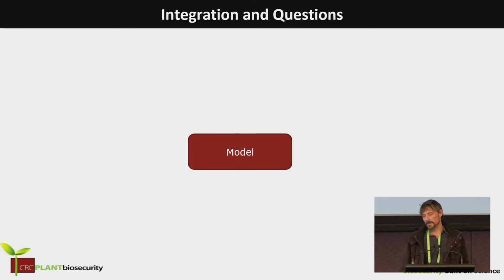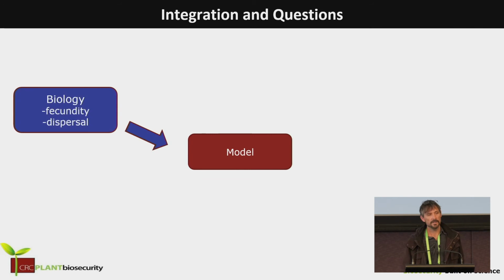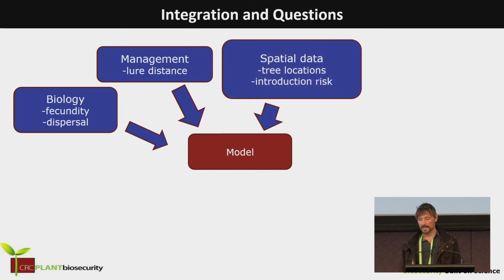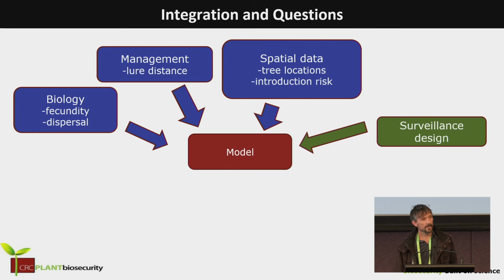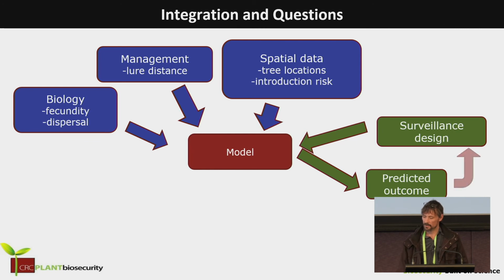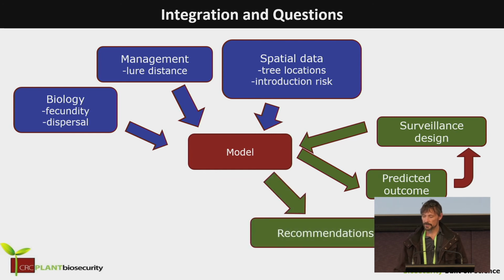So I'll just quickly show this. For all of these models, it shows how a model can integrate our biological understanding to look at management questions. So we have information about biology, such as fecundity and dispersal. We have lure distance, and we have spatial data. We propose a surveillance design, and the model then tells us a predicted outcome for what would happen. We can then use that predicted outcome to refine our surveillance design. If we do that many times, we can come up with recommendations.